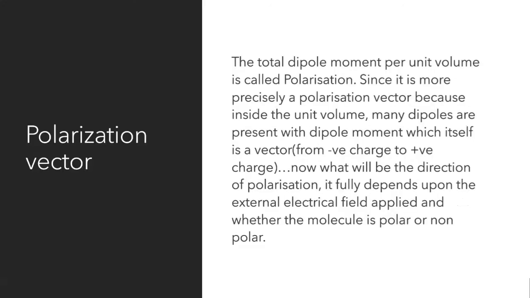Polarization vector. The total dipole moment per unit volume is called polarization. It is more precisely a polarization vector because inside the unit volume many dipoles are present with the dipole moment, which itself is a vector from a negative charge to a positive charge. Now what will be the direction of polarization? It fully depends on the external field applied and whether the molecule is polar or non-polar.